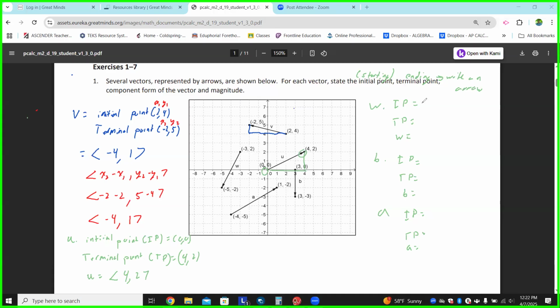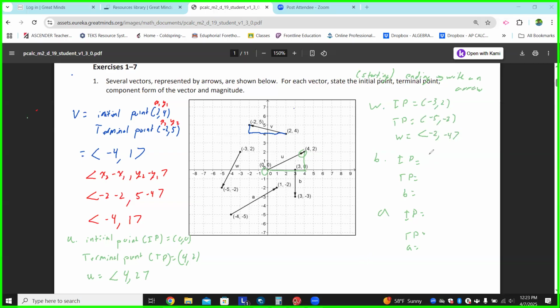All right. Initial point for W would be, I don't even know where W is. There it is. -3, 2. Good. The terminal point for W would be, perfect. And then what was the component form then of W? Good. So -5 plus a 3 would give you -2. And then -2 minus 2 gives you a -4. Or you could have done left 2, down 4. Any questions there?